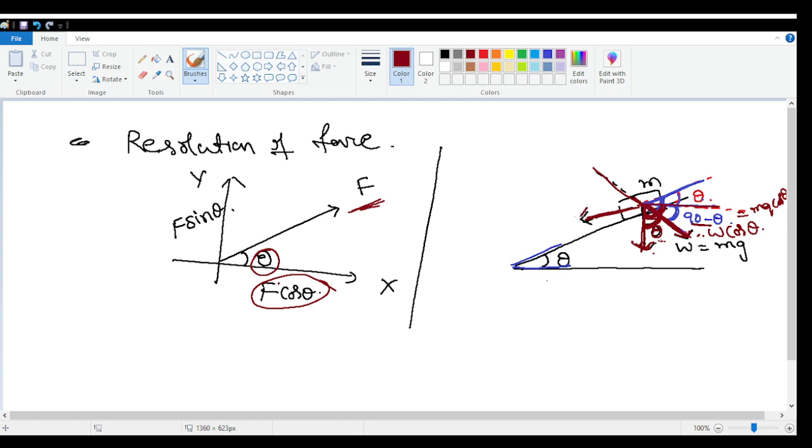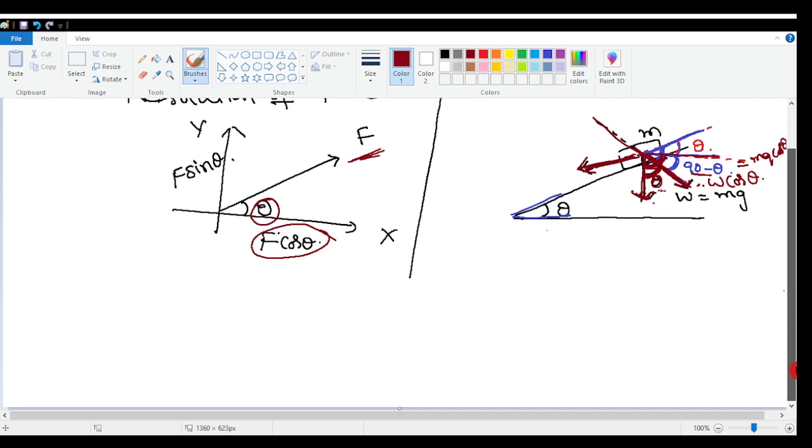So now come to this direction. Okay, now I will do it once again, so you can easily understand. Once again I am taking this one. So it is the inclined plane, and on the inclined plane one object is there. The angle of inclination of the plane is theta.